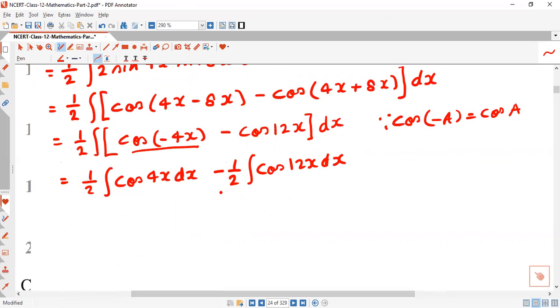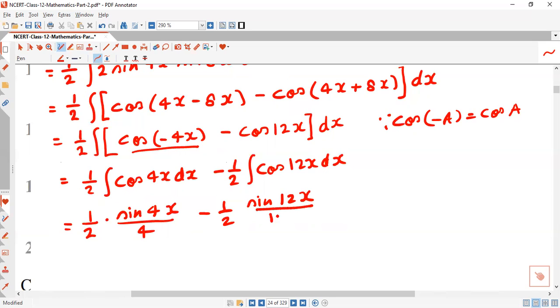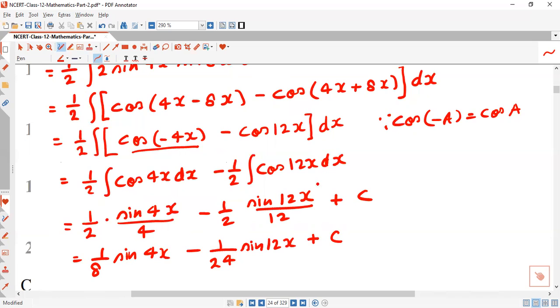Now this is a simple formula. Now we know the formulas directly, so apply the formula. Half cos 4x is, you know, sin 4x upon 4, minus half, you see this one, sin 12x upon 12, plus some constant c. This becomes 1 by 8 sin 4x minus 1 by 24 sin 12x plus some constant c. So this is the answer of this question.